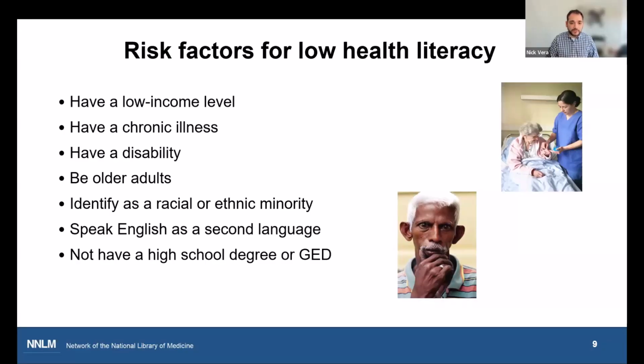Identifying as a racial or ethnic minority group and speaking English as a non-primary language are factors associated with limited health literacy as well. Some of the greatest disparities in health literacy occur among racial and ethnic minority groups. Cultural differences and language barriers impact communication and understanding as well. Belief systems and customs impact response to health information. Low education level is another factor associated with limited health literacy, but we want to keep in mind all these health literacy factors are really intersectional at many, many levels.